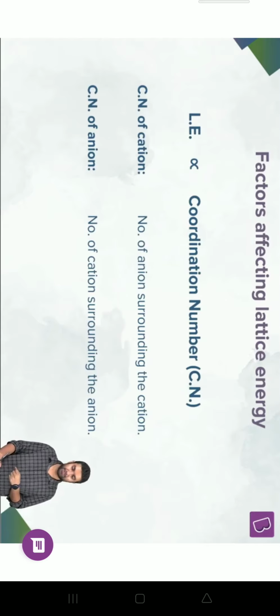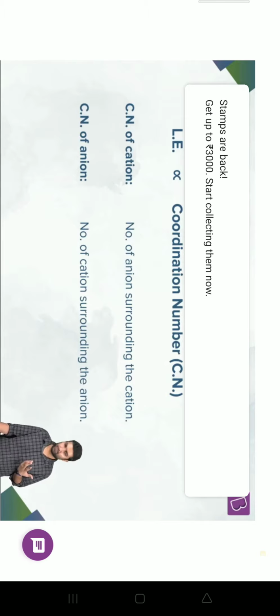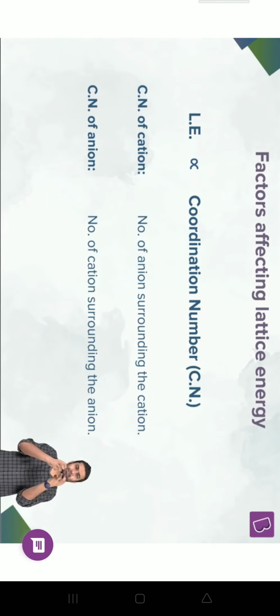Now, the third factor is coordination number, right? Look, what can happen is that I can have a certain cation, certain anion of a certain radius. Now, I can arrange them in a particular way, which is not that compact, and this lattice has a lot of void, a lot of empty space within. Now I can also just compress this and get as a result a more compact structure, and that compact structure will be a stronger lattice.